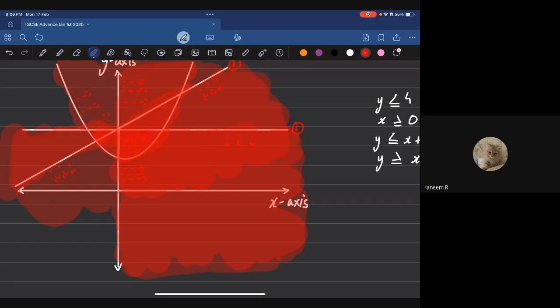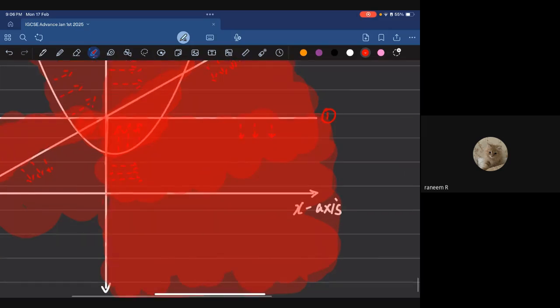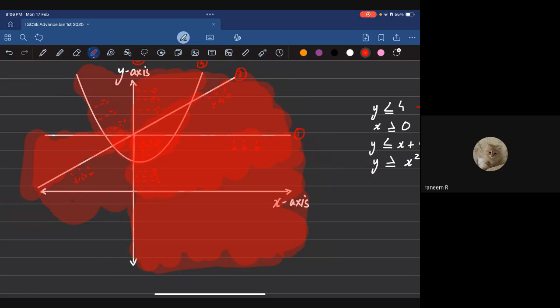Now tell me which is the most concentrated region where all the inequalities are overlapping. That means that you have to shade below this, you have to shade below this, you have to shade to the right of this, and you have to shade above this. So it's kind of like this. You have to shade below this, to the right of this, above this, but below this. So you are left with this region, and you can clearly see that it is the most overlapped one. All of the rest of the regions are not that overlapped.